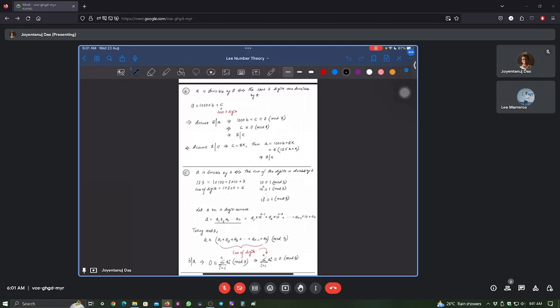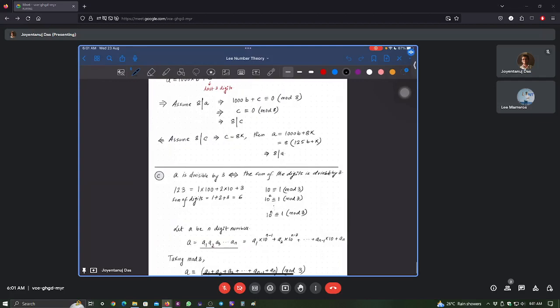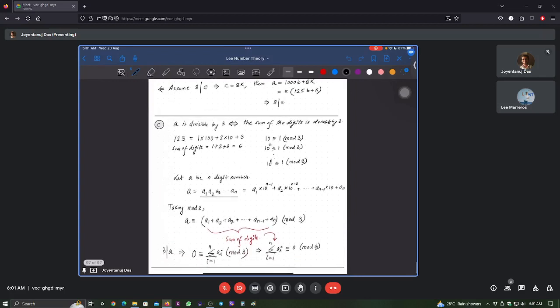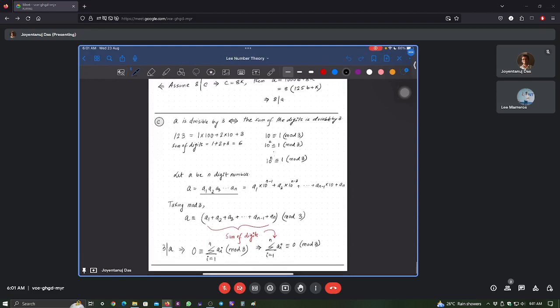So we proved last time the condition for divisibility by 3, right? A number is divisible by 3 if and only if the sum of the digits is divisible by 3. So the proof is clear, right?